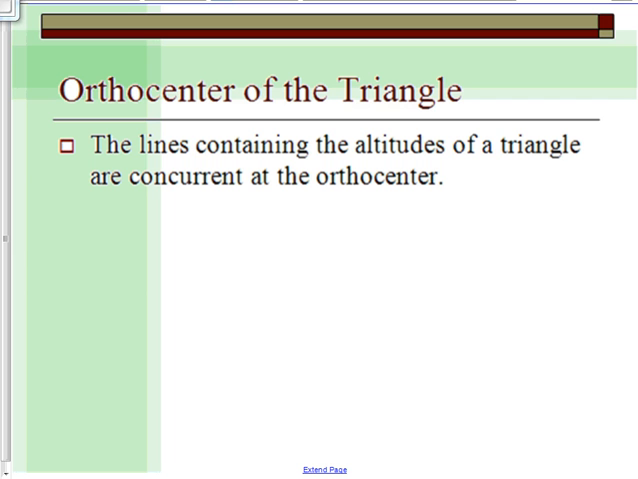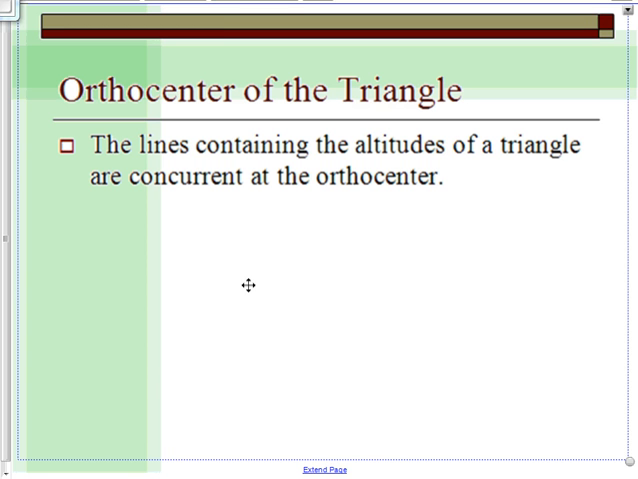All right, so with this, we have something called the orthocenter of a triangle. The lines containing the altitudes of a triangle are concurrent at the orthocenter. All right, so that's just another vocabulary word for this particular section.